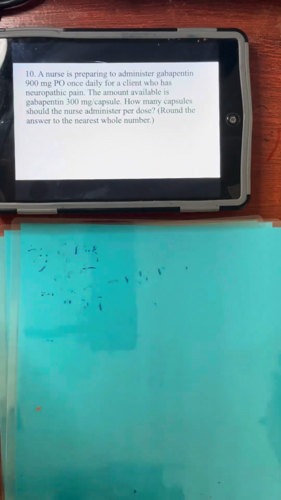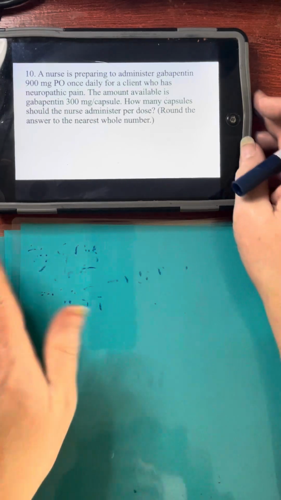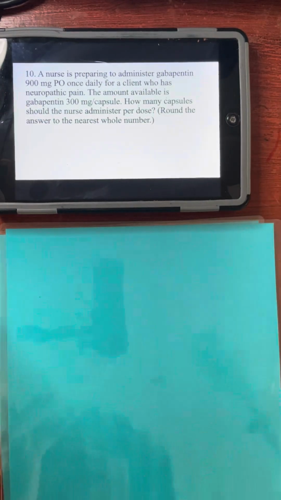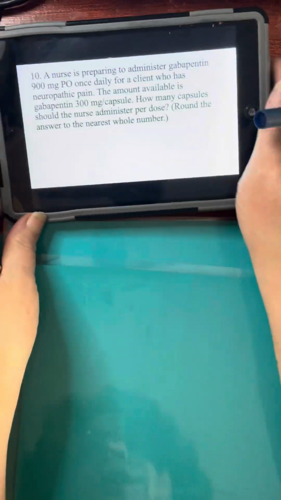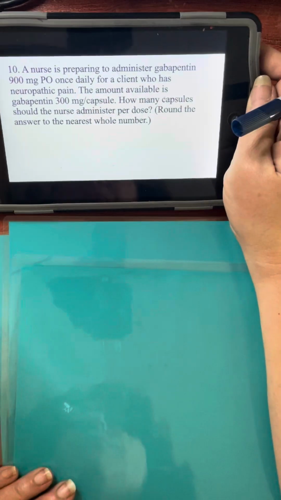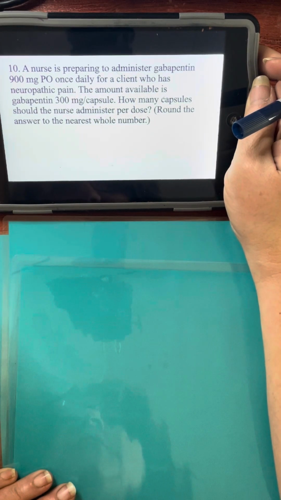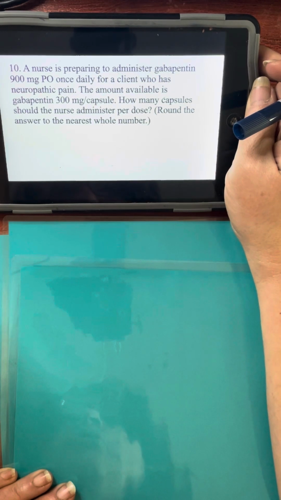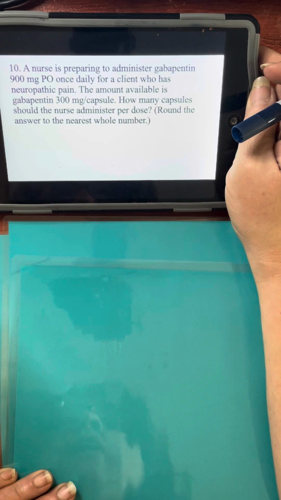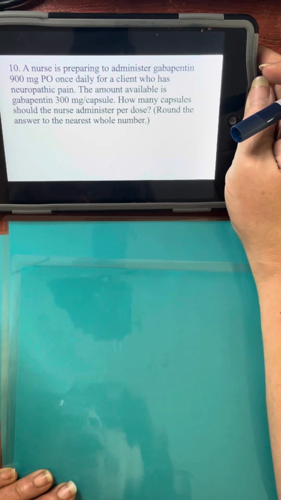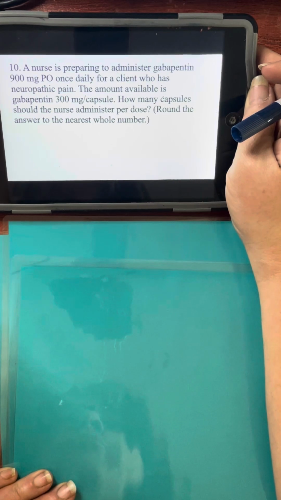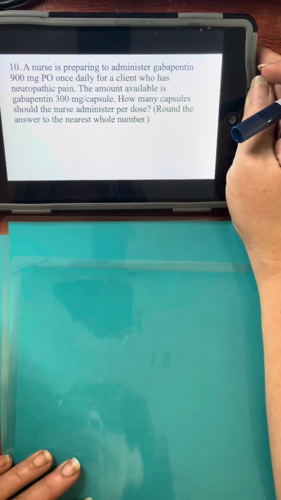All right. And then we have, let's see. A nurse is preparing to administer gabapentin 900 milligrams PO once daily for a client who has neuropathic pain. The amount available is gabapentin 300 milligrams per capsule. How many capsules should the nurse administer? And of course, you round to a whole number.